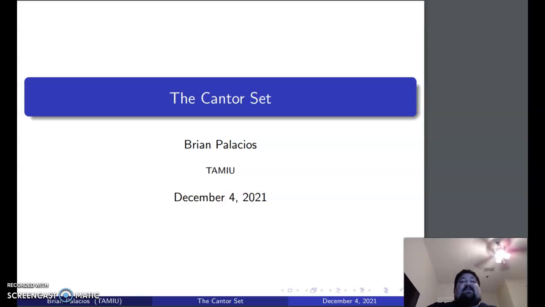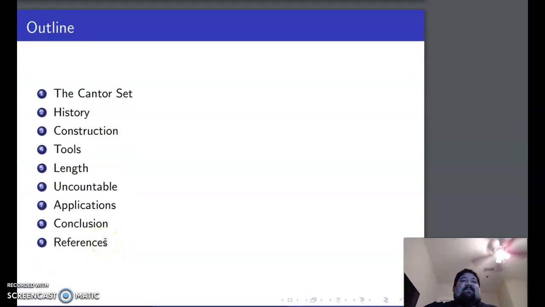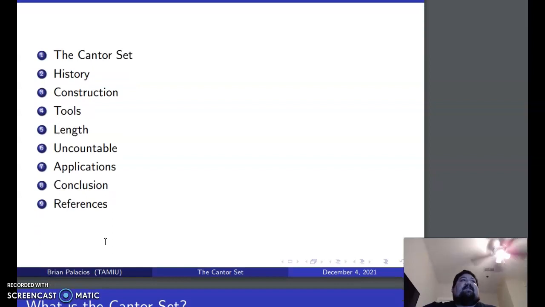I am presenting the Cantor Set, so let's talk about the Cantor Set a little bit. We will be talking about these certain points right here: the Cantor Set in general, the history of the Cantor Set, the construction, how it's made, the tools, the length of the Cantor Set, how it's uncountable, some applications, and conclusions. Then references will be outlined for the project.